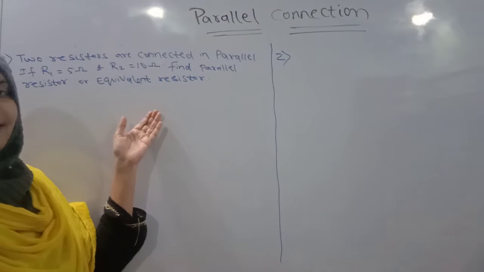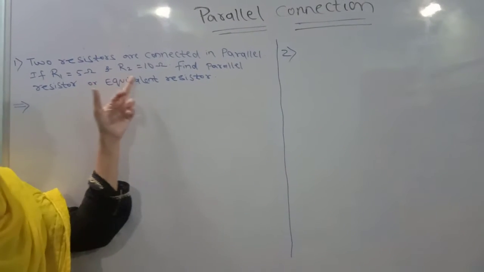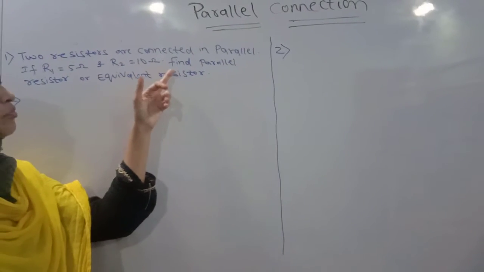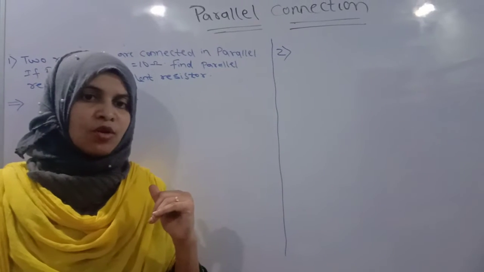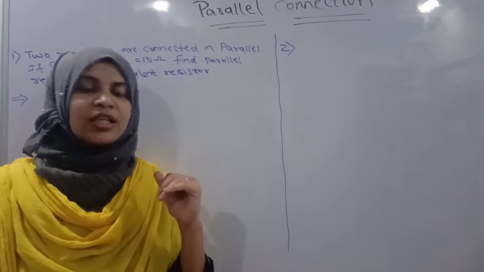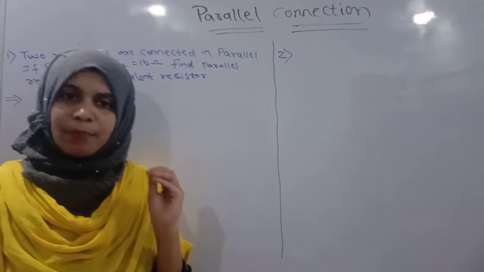Two resistors are connected in parallel. If R1 is equal to 5 ohm and R2 is equal to 10 ohm, find the parallel resistance or the equivalent resistance. In short, the focus of this numerical is to calculate the equivalent resistor, or the total resistor, or the parallel resistor.